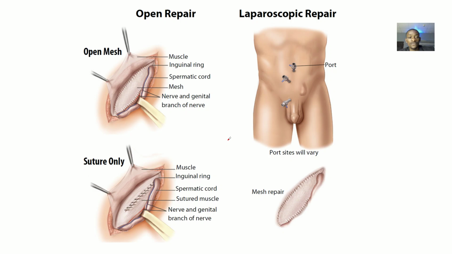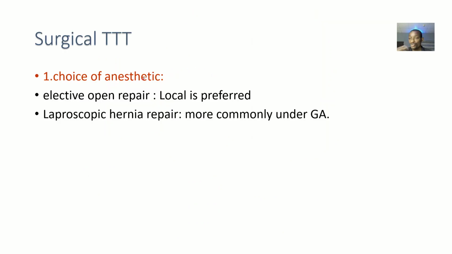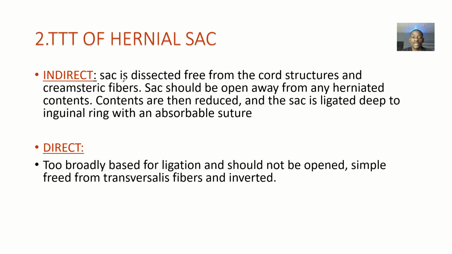So, for the surgical treatments, you have to actually know what the choice of anesthesia to use, okay? Then elective open repair, local is preferred. Then for the laparoscopic, you might want to do the laparoscopic surgery under what? General anesthesia, all right? Then for the direct, the sac is dissected away from the cord. That for the indirect now, that's going through the inguinal canal. Okay, so you know that the spermatic cord too is a content of the inguinal canal. So you dissect it from the cord structures and the cremasteric fibers.